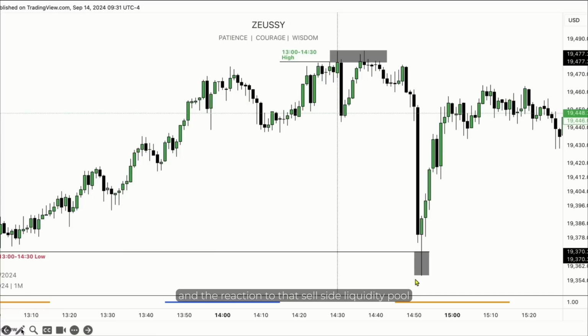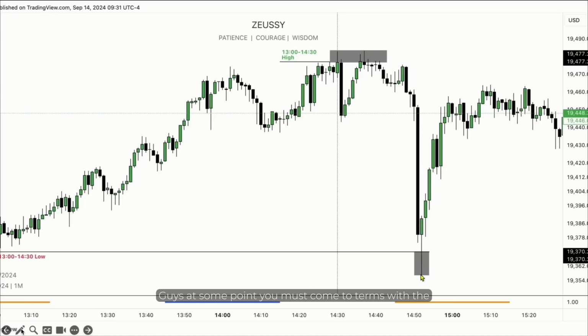Guys, you tell me that these reactions right here to that buy side liquidity pool and the reaction to that sell side liquidity pool during that macro window is random. You tell me that a lot of sellers are stepping in at this price level at exactly that time when you anticipate a high formation to form, or that exactly a lot of buyers are stepping in at this time where you anticipate a low formation to form.